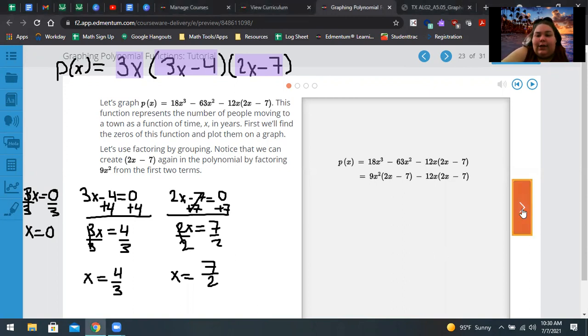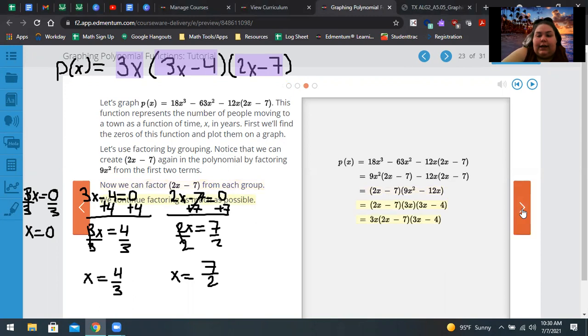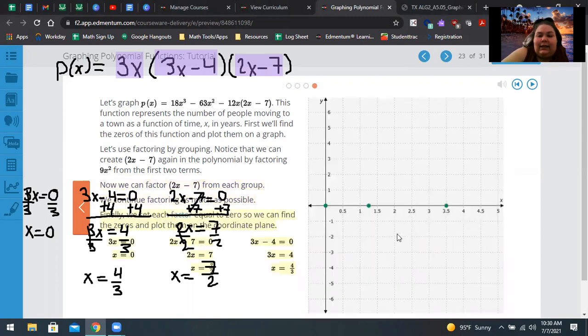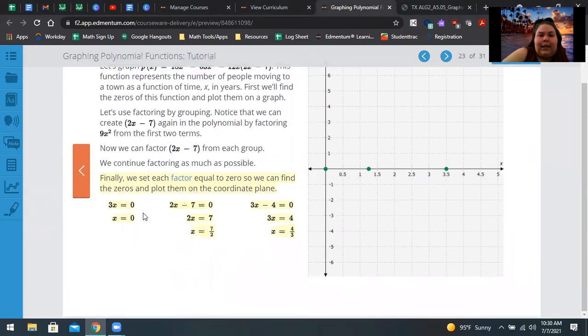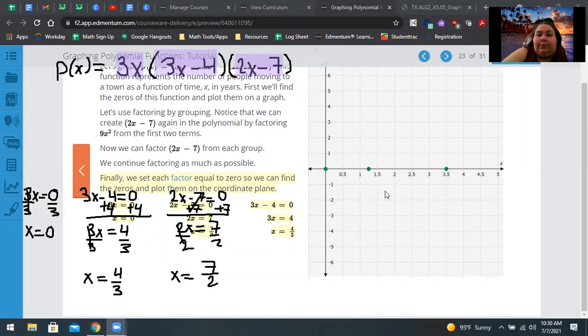So then they're going to go ahead and take those extra steps to go ahead and factor. And again, those are 3 zeros there. So they actually also did it down below. You can kind of see there. They took each factor, set them equal to 0, and then they actually did a nice thing and they plotted for us. So there is our 0, there is our 4 over 3, so it's like roughly 1.25. And then we have our 3.5, which comes from that 7 over 2.